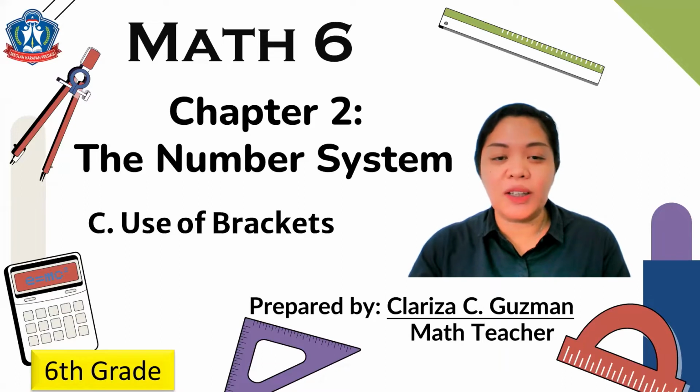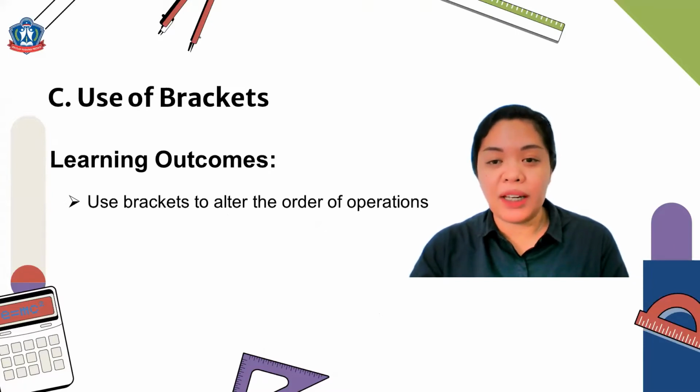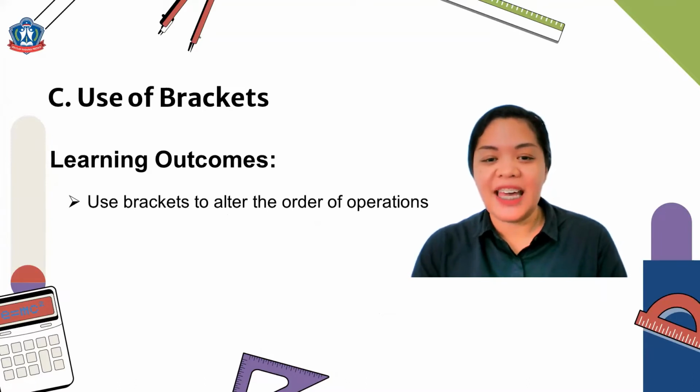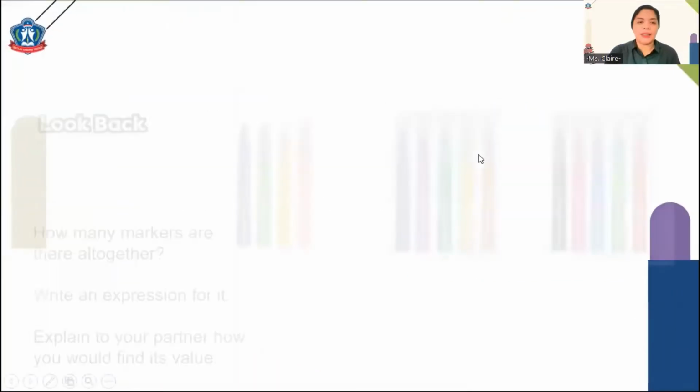In this video, we will continue Chapter 2, the number system. You will learn Lesson C, use of brackets. So you will learn how to use brackets to alter the order of operations. This lesson is, I'm sure, quite familiar to you because we have learned this during your Math 5 class. Okay, P6, are you ready? Come on, let's start.